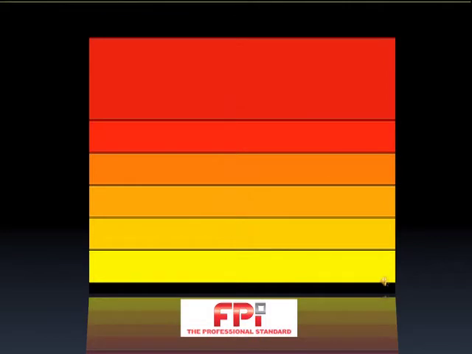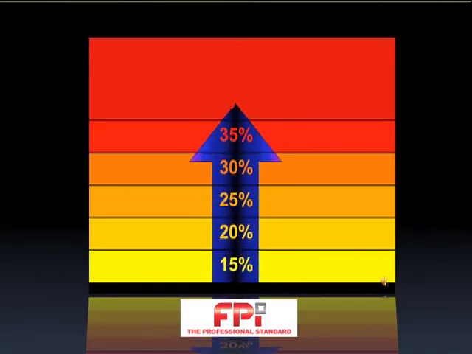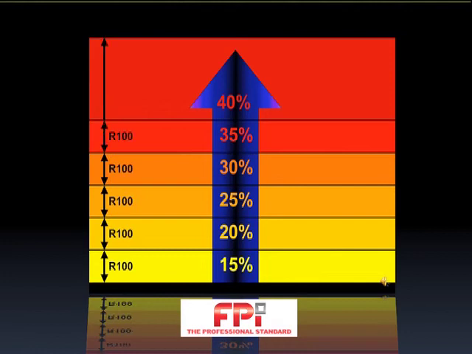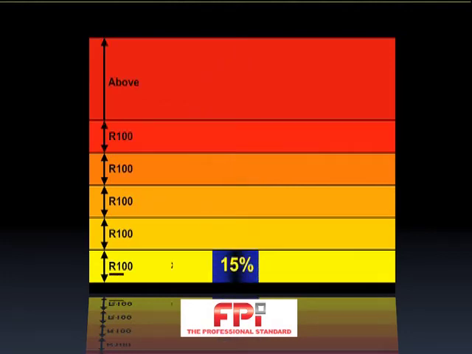Let's say, for example, the lowest tax rate is 15%, the second is 20%, the third is 25%, then 30%, 35%, and the highest is 40%. Let's imagine that the tax brackets increase in increments of 100 Rand per year. The first 100 Rands worth of income would be taxed at 15%.